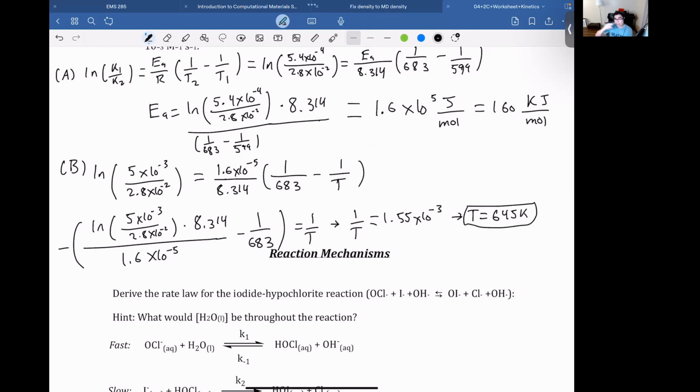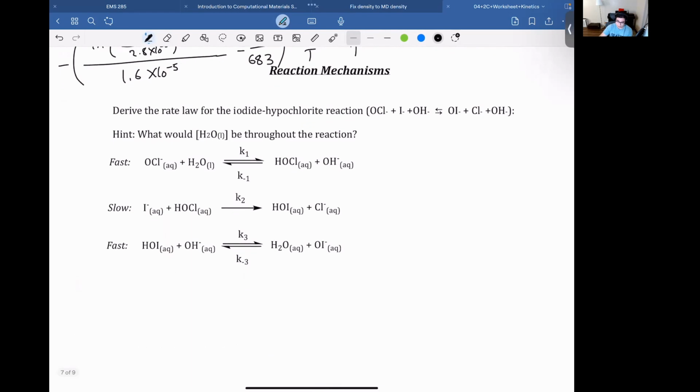And that's it. A lot of these are just plug and chug if you have the formulas. It's a lot of algebra. So make sure you know your log rules. Make sure you understand how to manipulate the expression. But if you know that, then you should be fine.